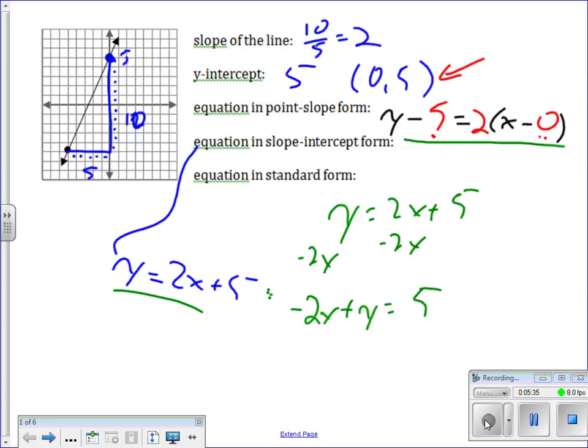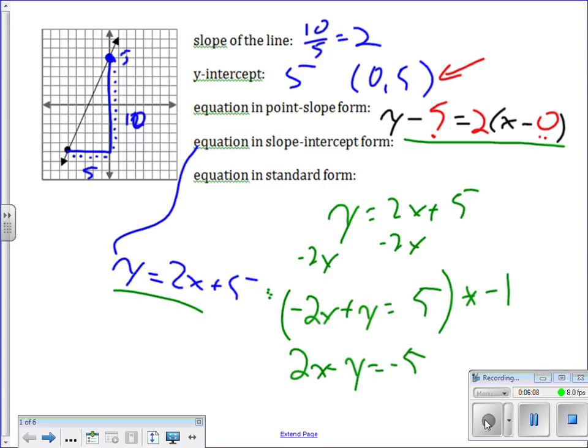Now, what did your rules say about standard form? No negatives on the x. That's the one I'm looking for. No fractions or decimals either. But no negatives on the x. But I have a negative 2x. What do I do? Times everything by negative. Yeah, I just multiply everything times -1. Change the sign. 2x minus y equals -5. That's all you gotta do.